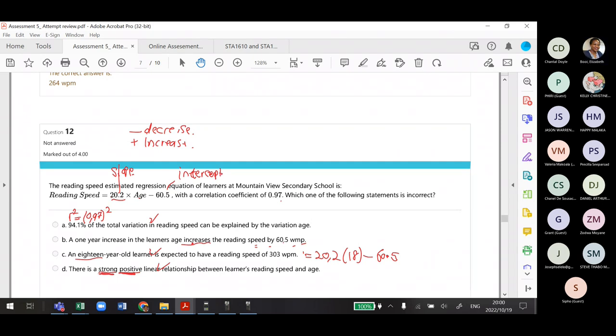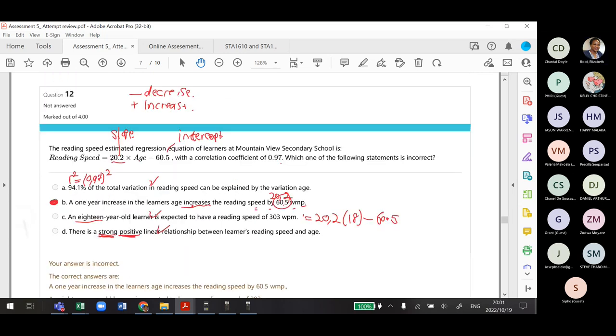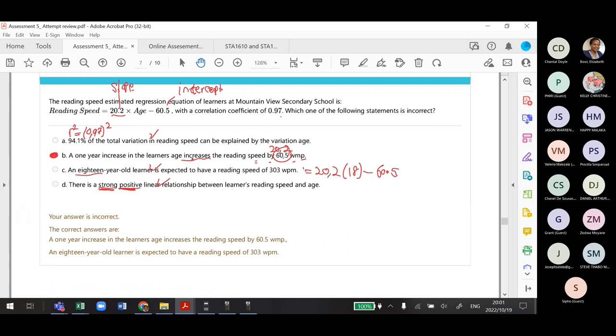Because they use the intercept there, it should be 20.2. So a 1 year increase in the learner's age increases the reading speed by 20.2. Should be like that. So the incorrect statement here is B. When you calculated the 18 year old onto this, you do get 303, right?